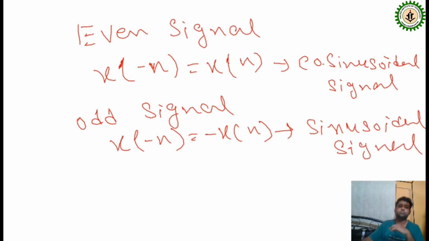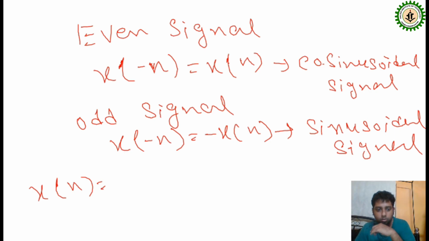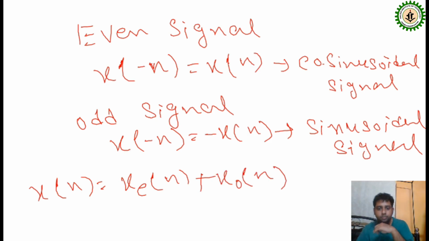Okay, now we know that any signal consists of two parts, even part and odd part. That is, we can write x(n) as the even part plus the odd part of a signal. Every signal consists of two parts, even part and odd part. Now, take this as equation number 1.